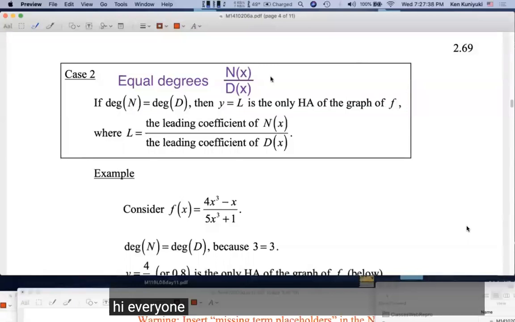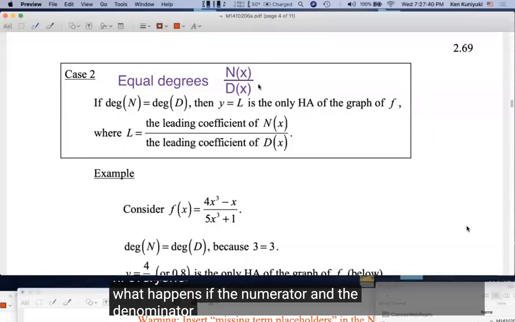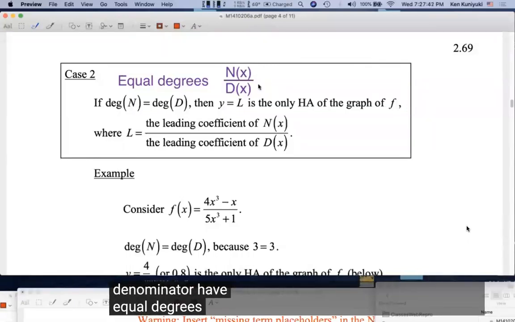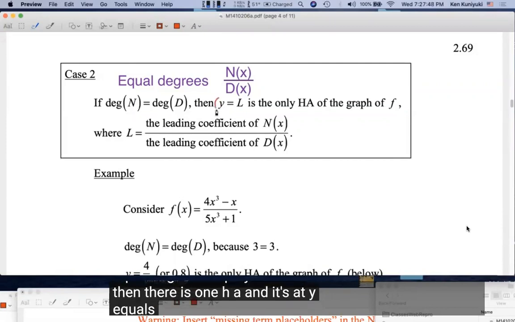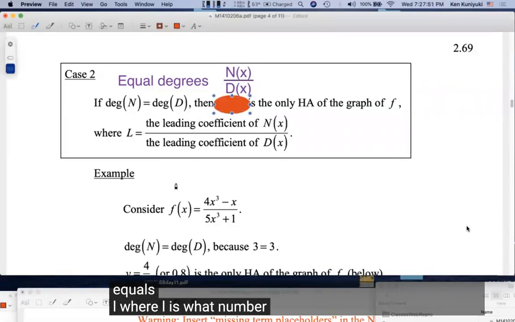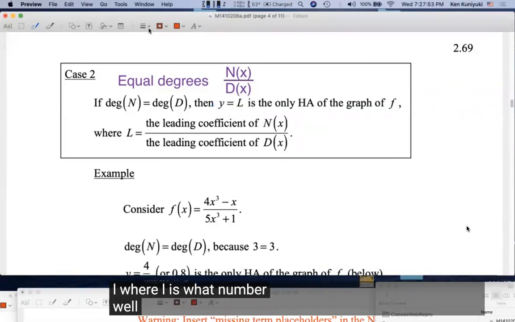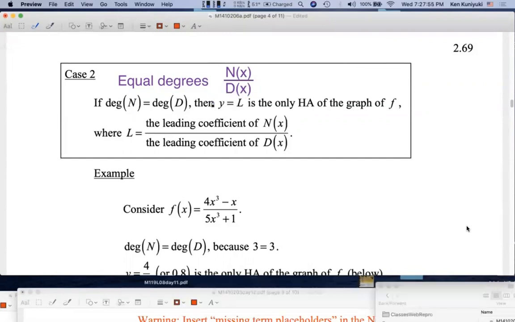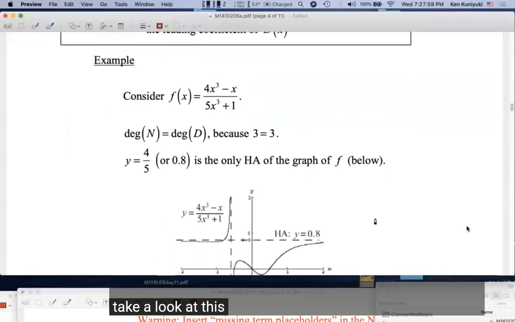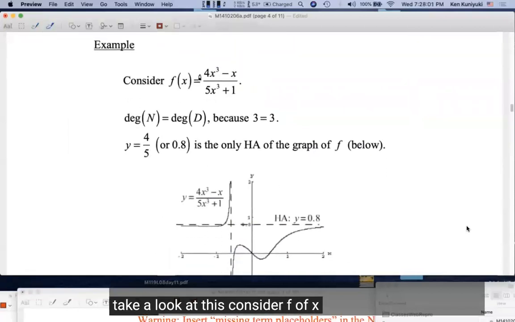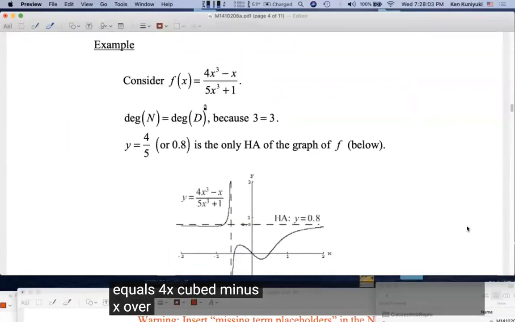Hi, everyone. What happens if the numerator and the denominator have equal degrees as polynomials? Then there is one HA, and it's at y equals L, where L is what number? Well, take a look at this. Consider f of x equals 4x cubed minus x over 5x cubed plus 1.